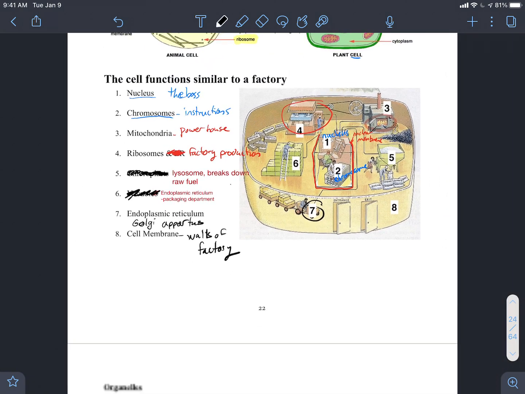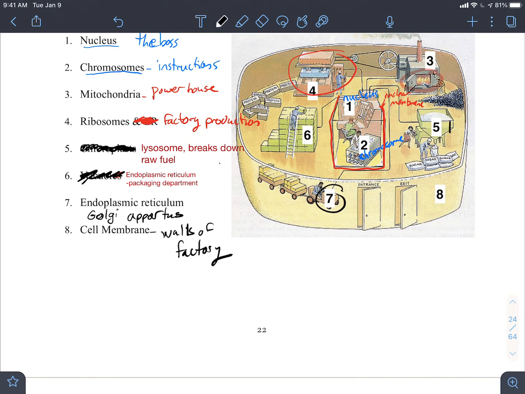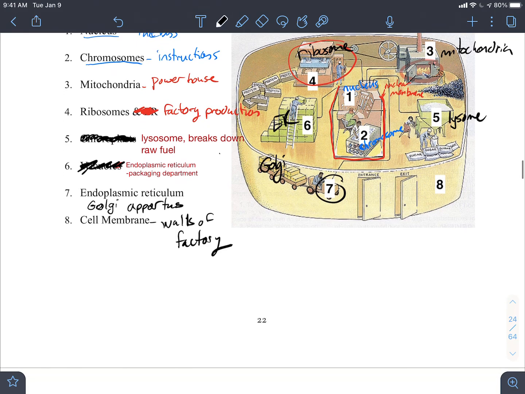All right, so we're going to say this is lysosome, and this is mitochondria. This one is our ribosome, and this is our ER. So one of the things, I know this doesn't make a lot of sense right now because we haven't talked about each of these pieces, but hopefully you can come back to this image and it's going to make a lot more sense afterwards.